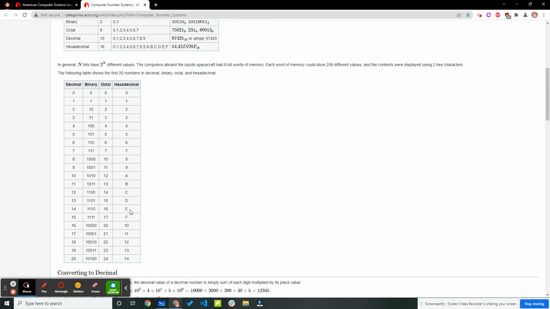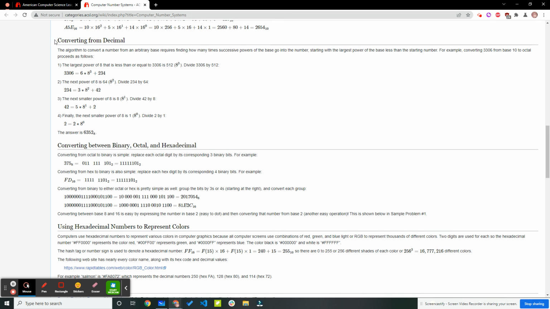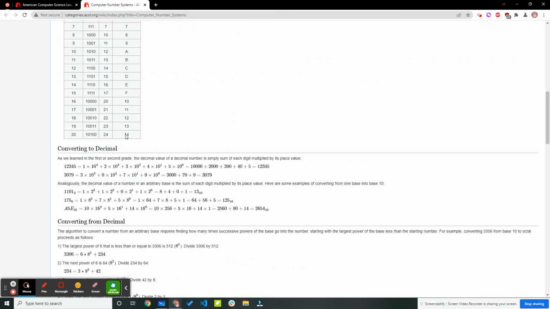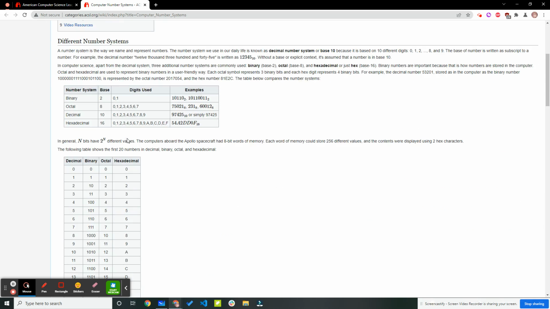We will explain how to convert from decimal to other number systems in the next one.